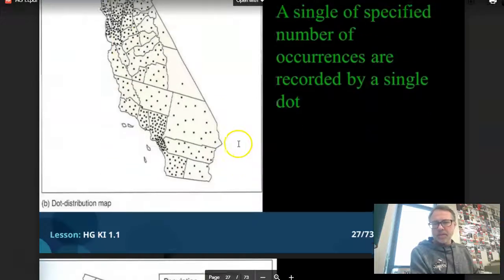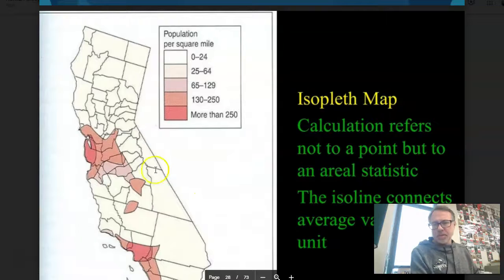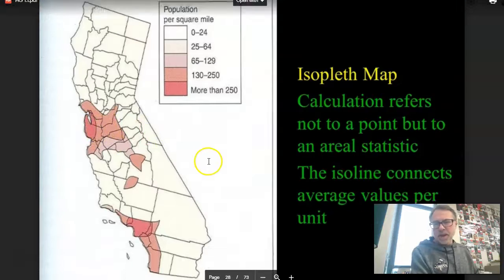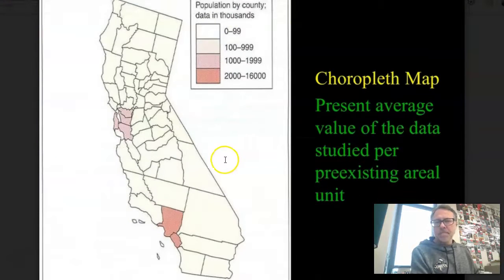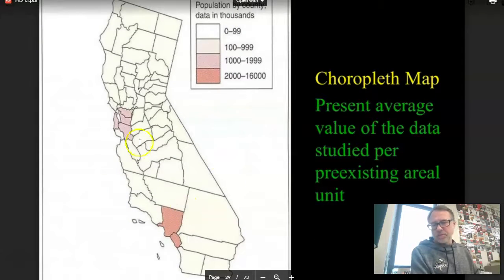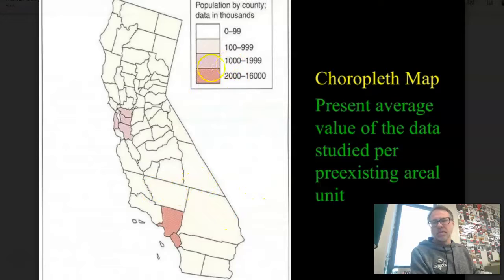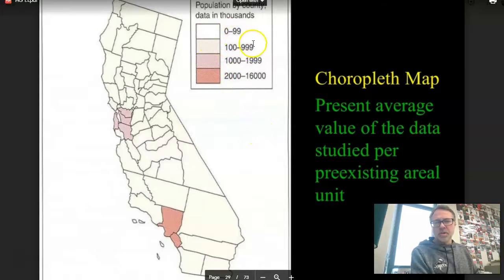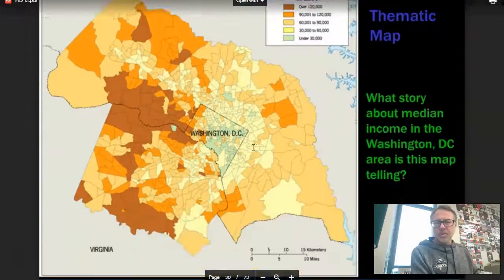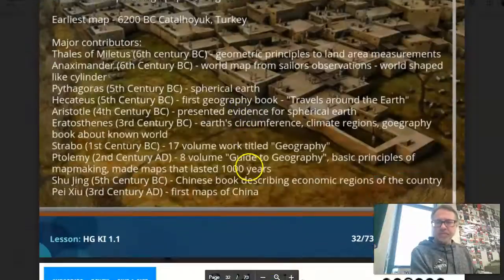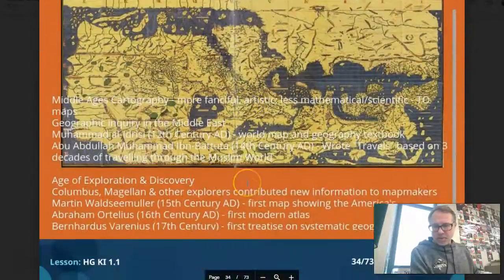You can use a dot distribution map. This is an isoline map, which shows population maybe a little more specifically, kind of like a weather map might do. And this one is a choropleth map. So we have easy divisions. California is divided up into counties, and then you can color those counties, color code them relative to how much their population is in that county. And so you can use that for comparative purposes. Sorry, I'm going through this pretty quickly.